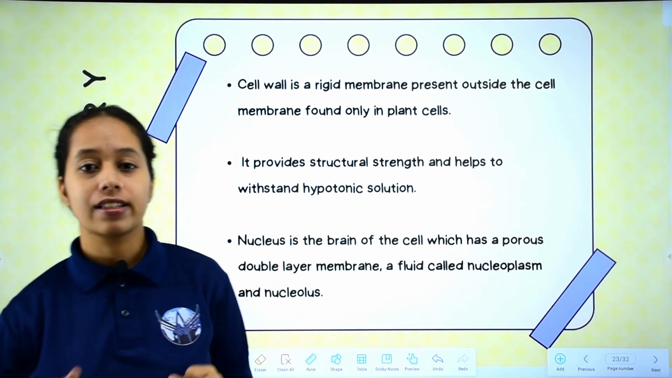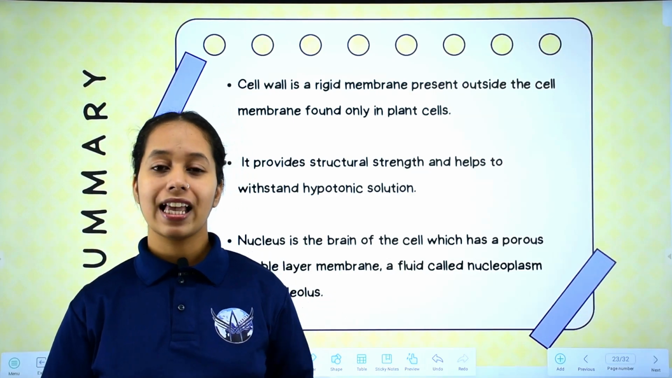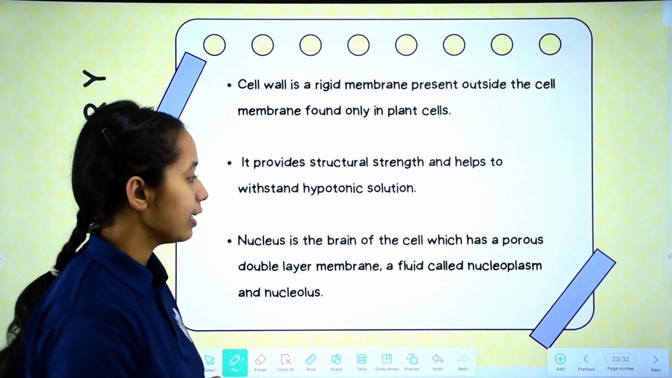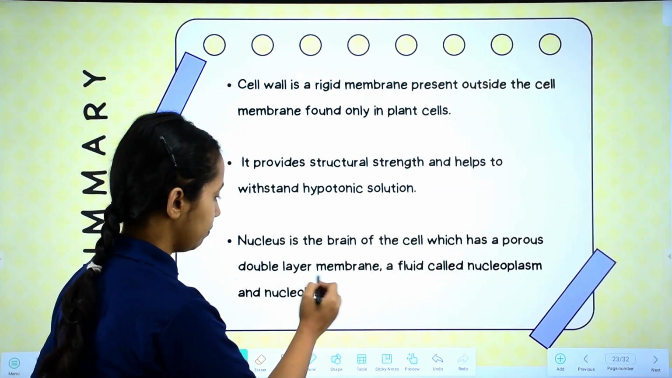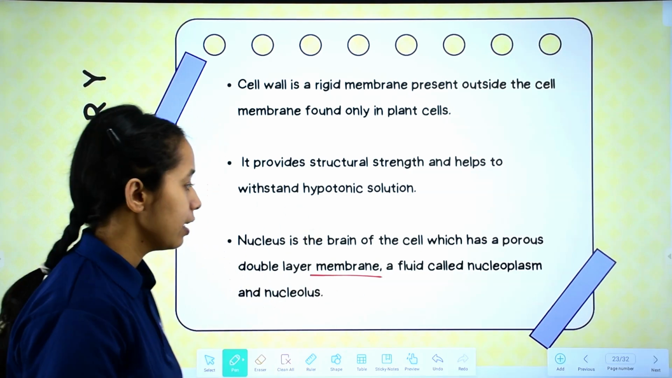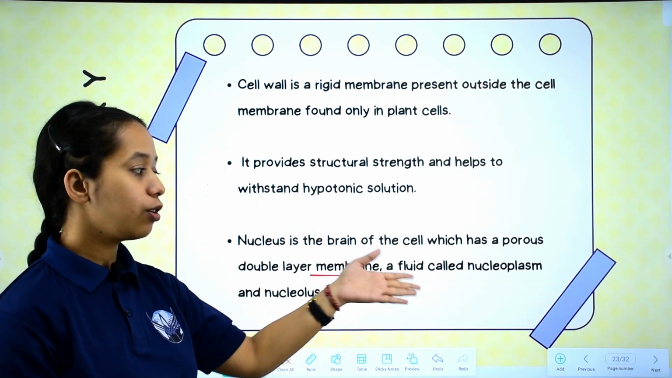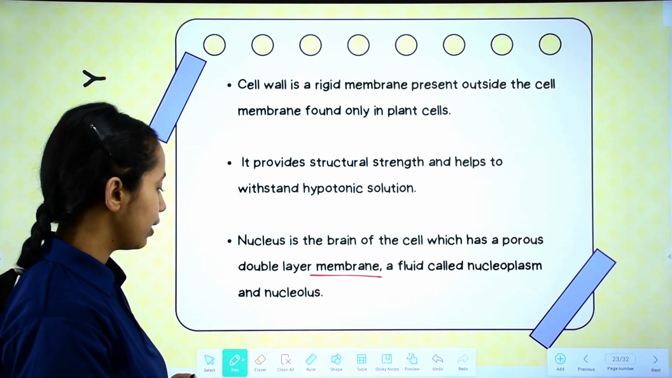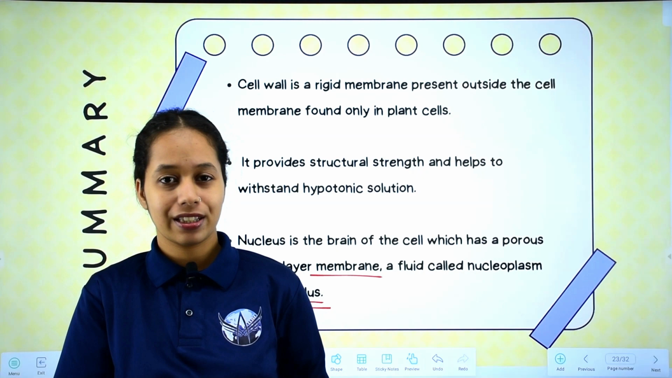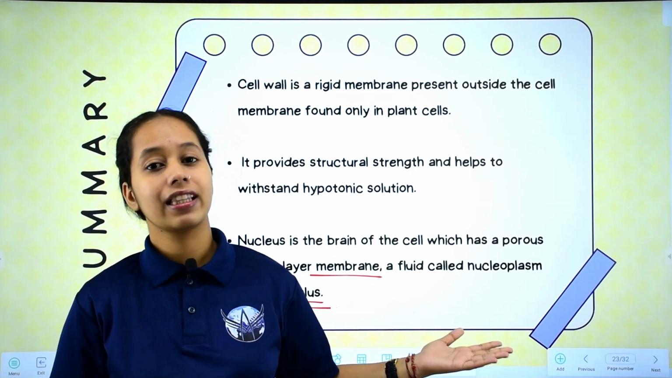What is nucleus? Nucleus is the brain of the cell, and nucleus has 3 major components. The 3 major components are, it has a porous double layer membrane, also known as the nuclear membrane or the nuclear envelope. Then a fluid called nucleoplasm, and then we have nucleolus, which is also known as the brain of the nucleus. So this is everything that we studied last class.